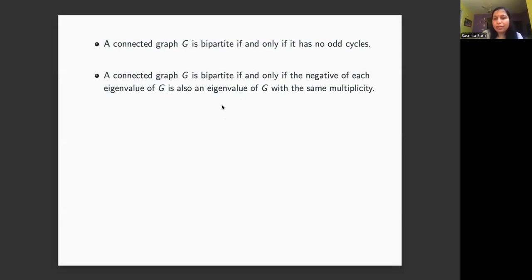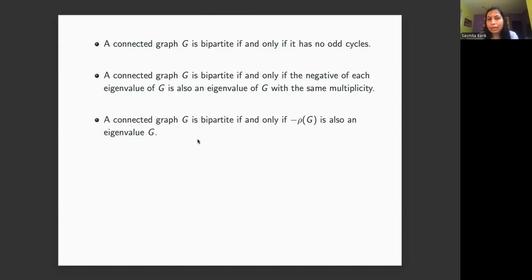But you don't have to check each eigenvalue. This is a final result that you can just look for: if the negative of the spectral radius is an eigenvalue, then you can conclude that the graph is bipartite. So you don't have to check each eigenvalue. Look for the spectral radius. If you can compute the spectral radius, the largest eigenvalue, and the negative of that eigenvalue is also an eigenvalue, then you can conclude the graph is bipartite.